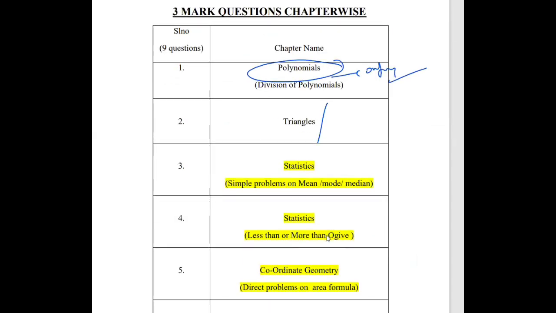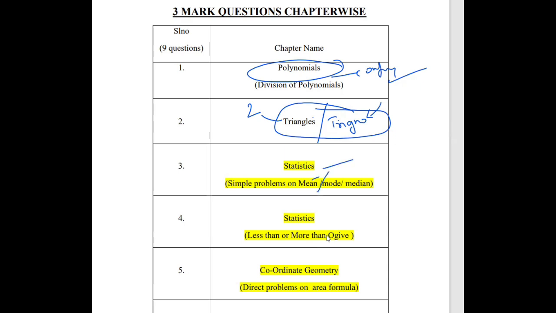Trigonometry can replace this, so trigonometry can be put in this place. What we do is put two marks for triangles and this can be three marks. So you have to make sure that triangles or trigonometry, this change will be there. And here, statistics, no change, as it is.